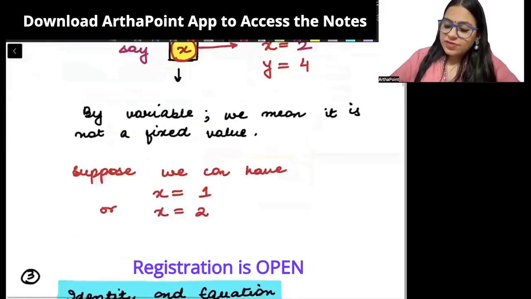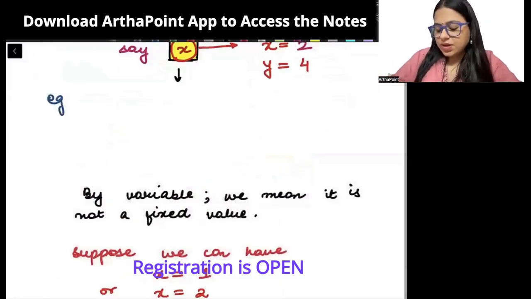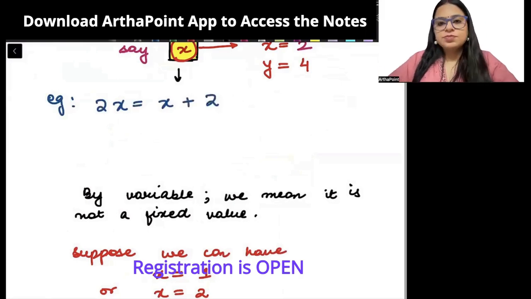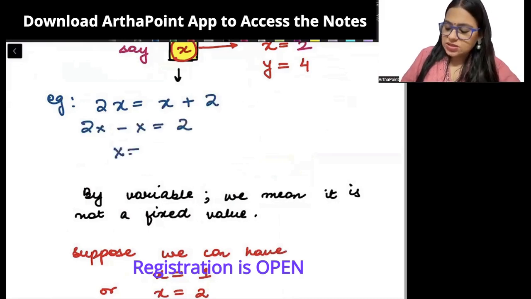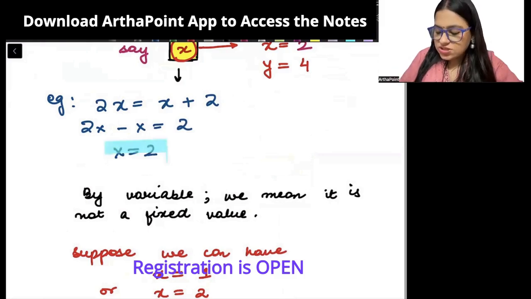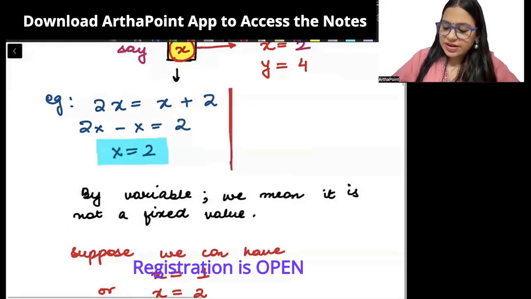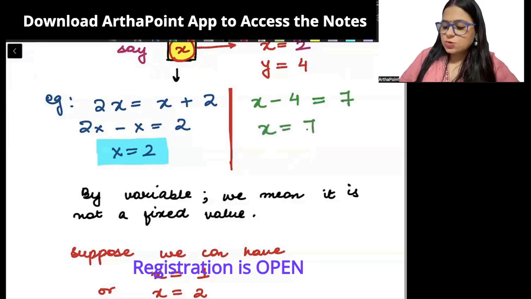Also, the value of x can keep changing as you solve different equations. जैसे for example, if I say 2x is equal to x plus 2, तो यहाँ से हमारे पास आ जाएगा 2x minus x is equal to 2, x is equal to 2. तो this equation says that the value of x is 2. यहाँ से हमारे पास x का value 2 आ गया. But when I will be going ahead and I will be writing this, x minus 4 is equal to 7. तो यहाँ से मेरे पास x आ जाएगा, x is equal to 7 plus 4, which is equal to 11.